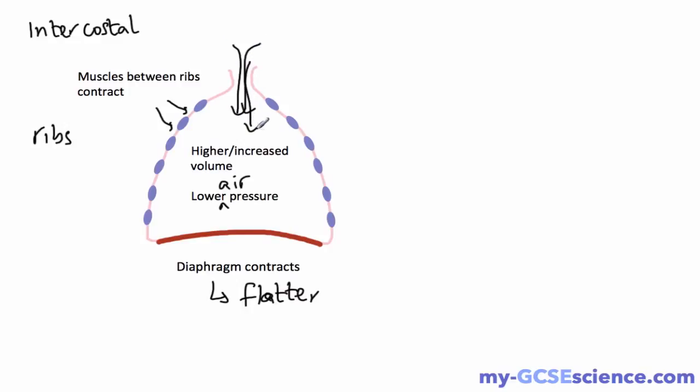That's very badly drawn. Let's do that again. Nice and simple. Okay, so air is drawn into the lungs as a result of the muscles between the ribs contracting, the diaphragm also contracting and becoming flatter. That means we have a higher volume of space inside the lungs, lower air pressure, therefore air moves in.